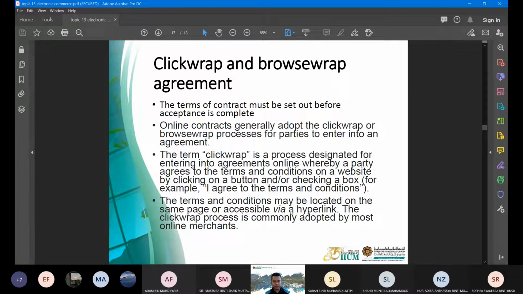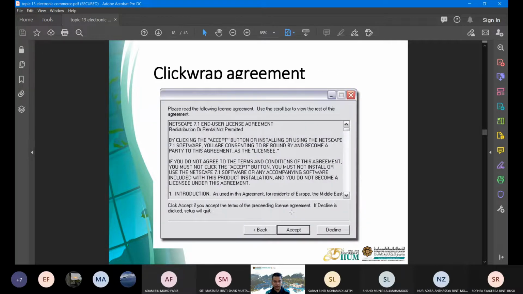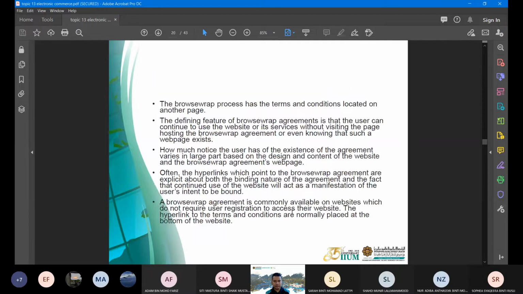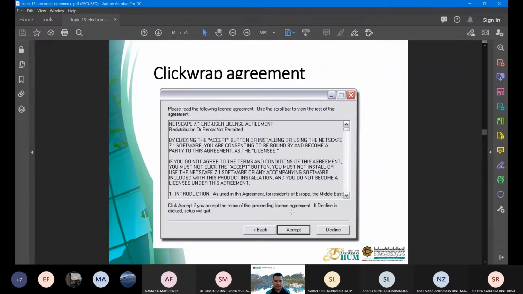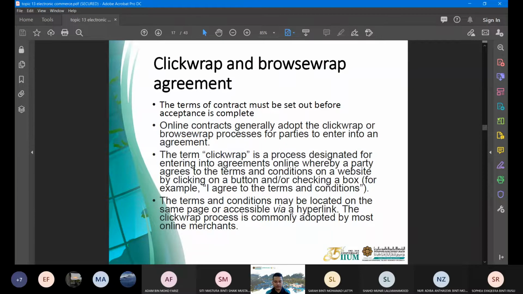ClickWrap, BrowseWrap agreement, this is an online contract. ClickWrap looks like this. So I think you have seen this a lot in online software. BrowseWrap agreement is where it is done through a website. It's like a website. You open up a website, scroll, and then down there's a button. You have to click accept and whatnot. So this is also not so new, but we are seeing this a lot.